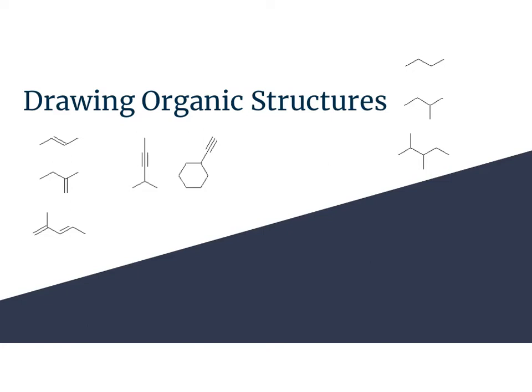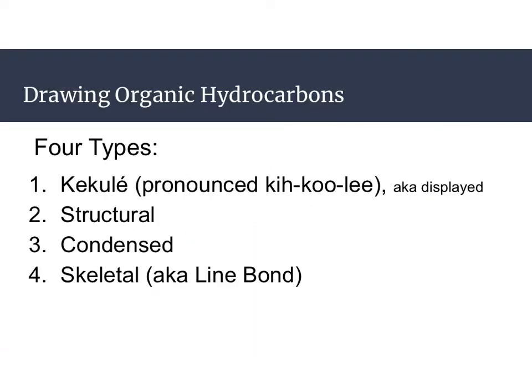So we are going to learn about different representations of the traditional Lewis dot structures that you've learned before, and the most common representations for organic chemistry specifically. There's four types we're going to talk about in this video. The first is Kekulé, which is a displayed structure and very similar to the Lewis dot structures that you already know. Then we'll get into structural, condensed, and then skeletal or line bond structures are going to be the real key for the rest of your year in organic chemistry.